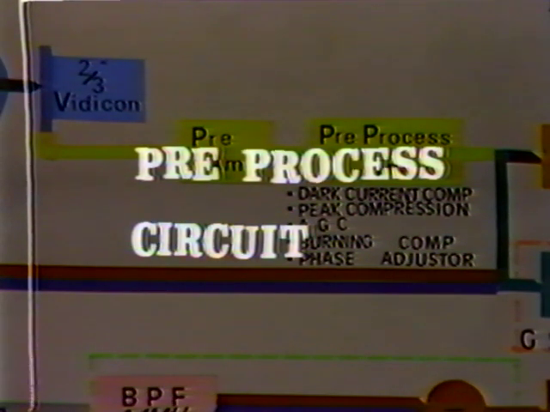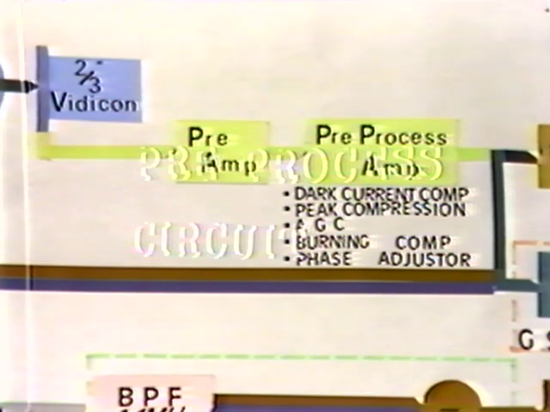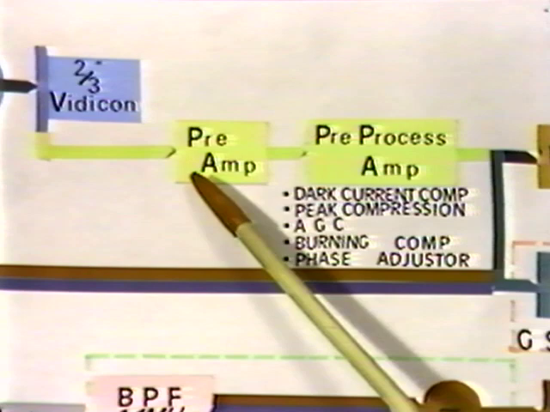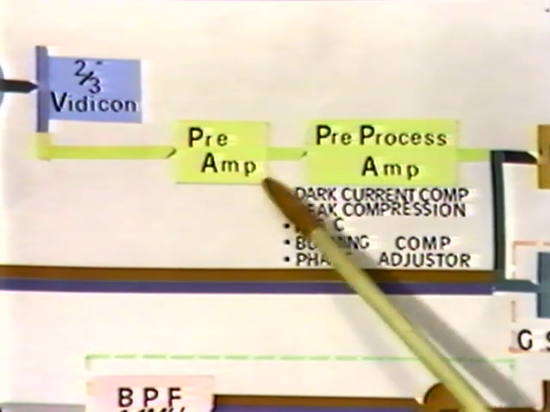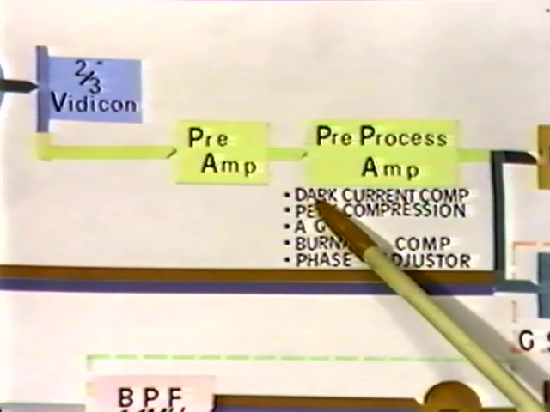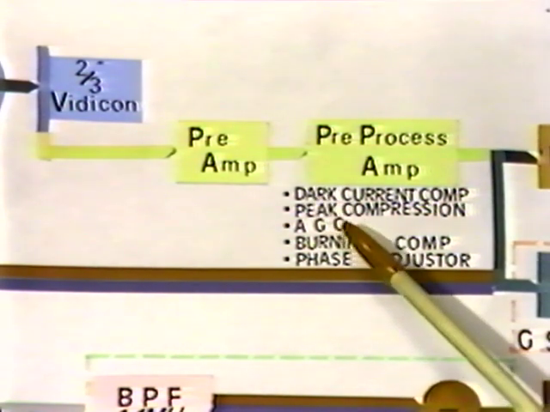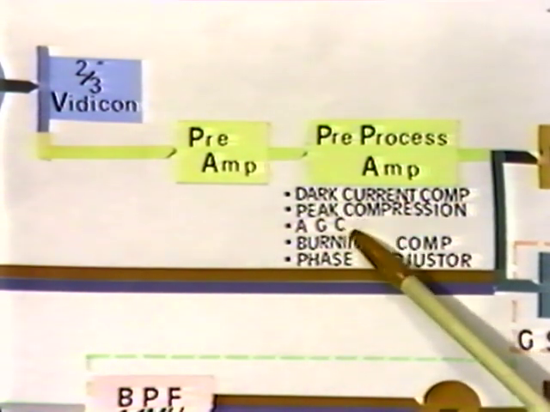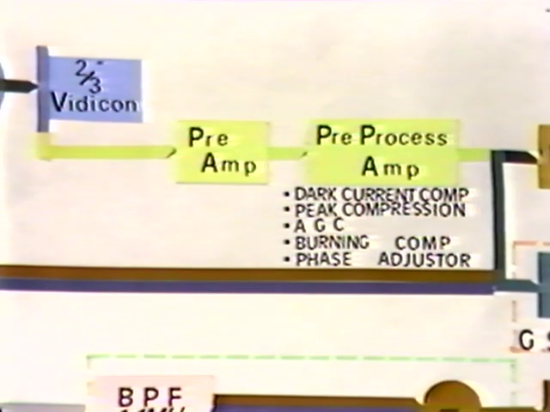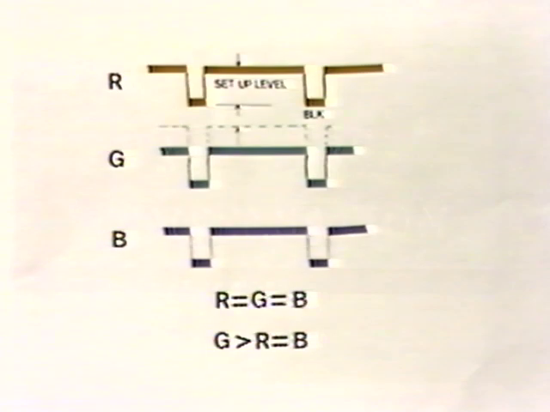Preprocessor. The color multiplex signal boosted to around 0.3 volts is put through the steps of dark current compensation, burning compensation, peak compensation, AGC, and color phase compensation in the preprocess amplifier.